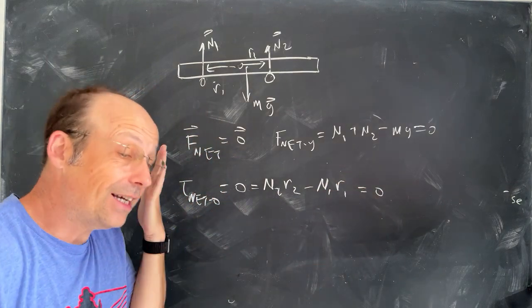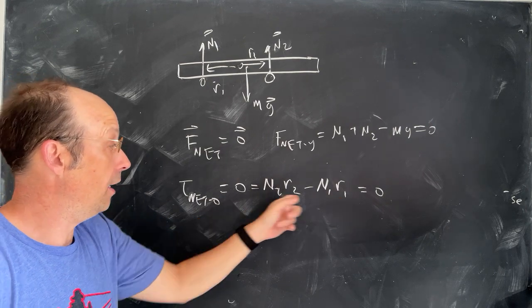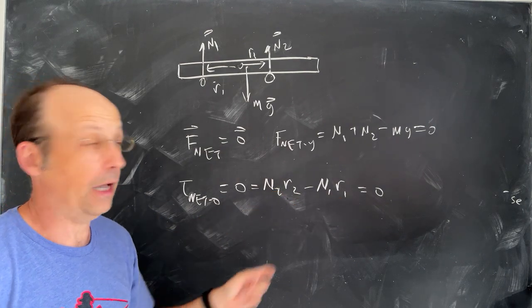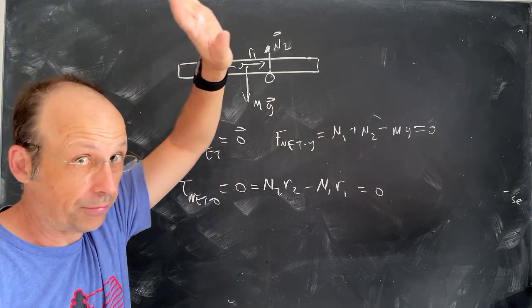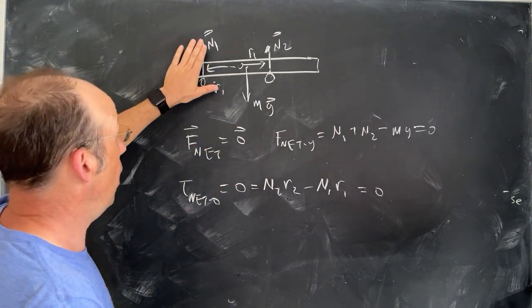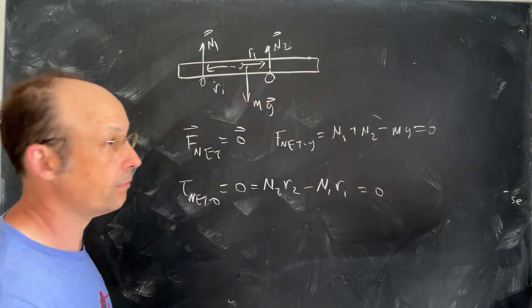Now, just conceptually, if R2 is less than R1, then N2 is going to have to be greater, because these two have to be equal to each other. So that's the point. When we do problems like this, N1, in this case, is further away, so it's going to be smaller than N2.